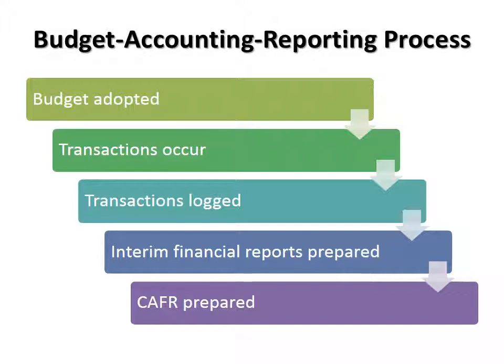Interim financial reports are prepared, and these interim reports, as we talked about last module, can be on a monthly, quarterly, or semi-annual basis, and the reports provide aggregated and summarized information from the accounting system. At the close of the fiscal year, budget authority ends, and the information from the accounting system is aggregated and summarized to provide a report for the entire fiscal year. This report is called the Comprehensive Annual Financial Report, or the CAFR.